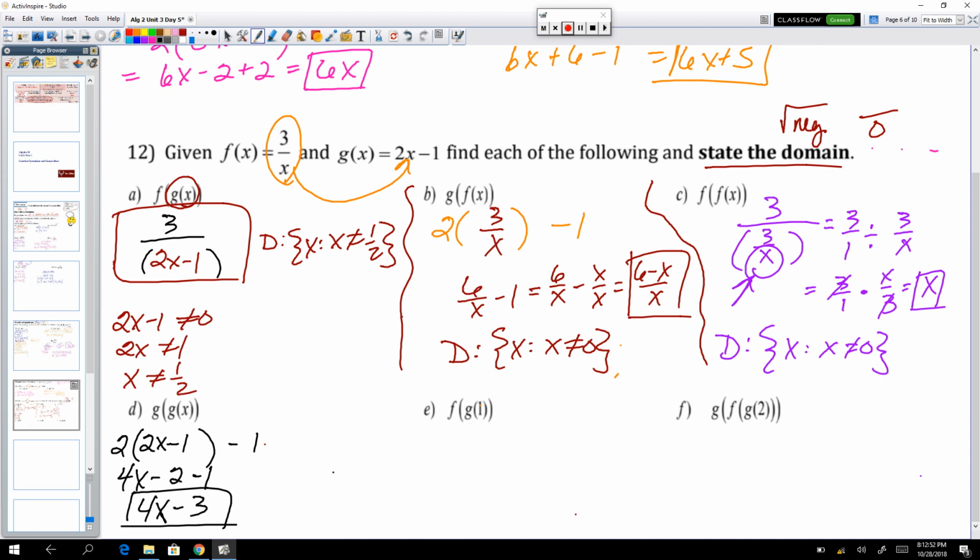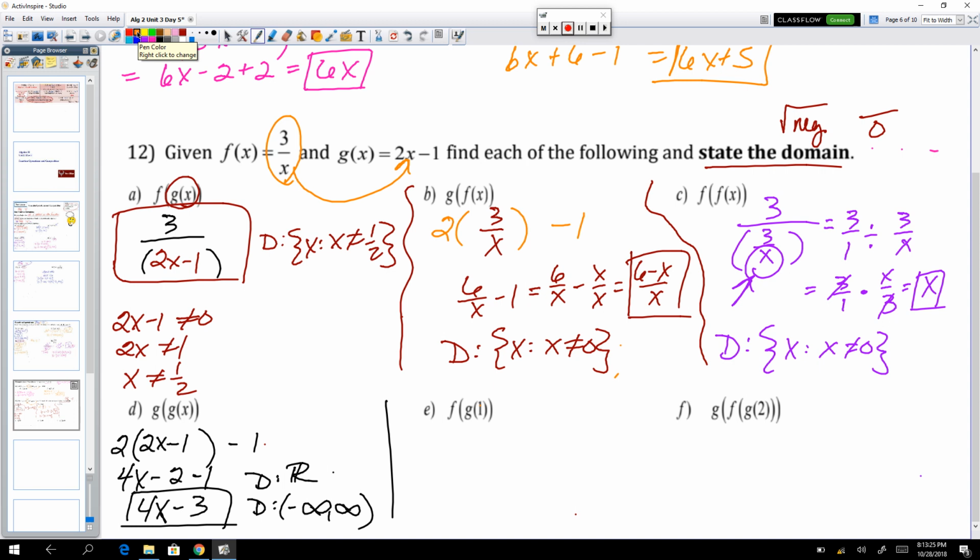And if we look all throughout the solving of this and the final answer, our domain doesn't have any limitations. You can say it's all real numbers, or you can say it's negative infinity to infinity. Now, for E and F, your inside value is not an x, it's not a variable, and so we don't have to worry about domain limitations because our domain on these is told to us. The domain of this is 1, so we're going to take that 1 and put it into the g function, and then we're going to take that answer and put it in the f function.